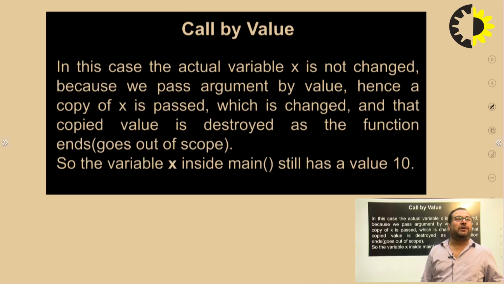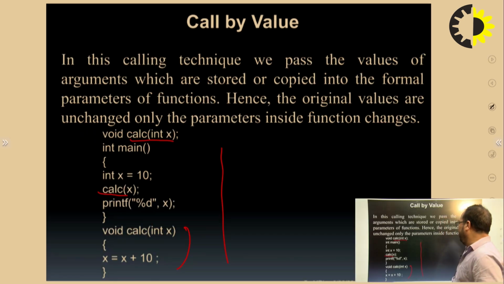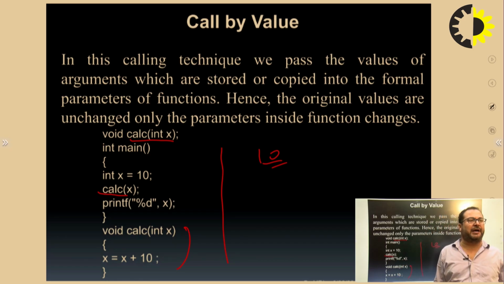So in call by value, the actual variable x is not changed because we pass the argument by value, hence a copy of x is passed which is changed, and that copy value is destroyed as the function ends. So the variable x inside main still has a value 10, okay. This is an important thing. Here its output will come only 10. Why does it come 10? Because of the scope of this x. Here we have passed the value 10, okay.